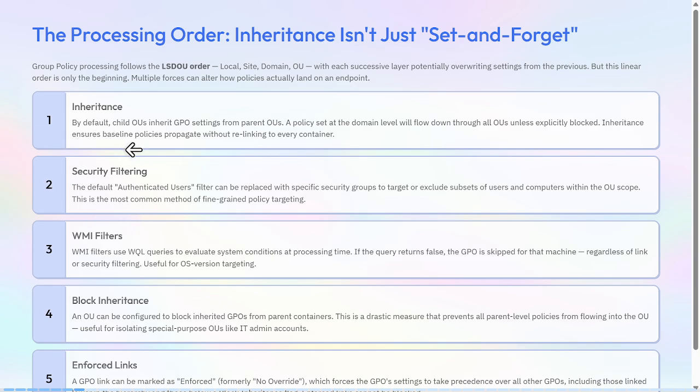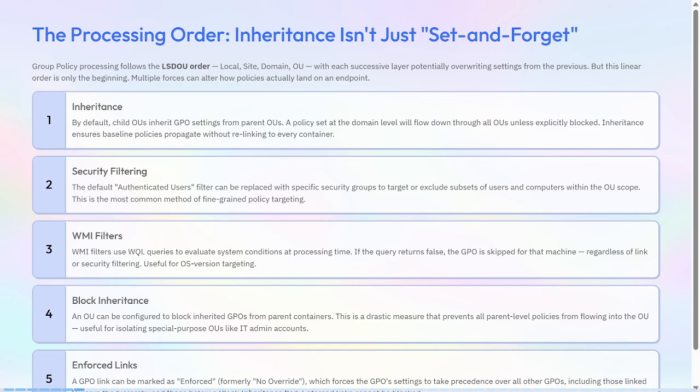See here, by default the inheritance rule is like this, whatever I explained earlier: child OUs inherit GPO settings from the parent OUs. A policy set at the domain level will flow down through all OUs unless explicitly blocked. Inheritance ensures baseline policies propagate without relinking to every container. So if I am removing that inheritance, I can apply my own policy.